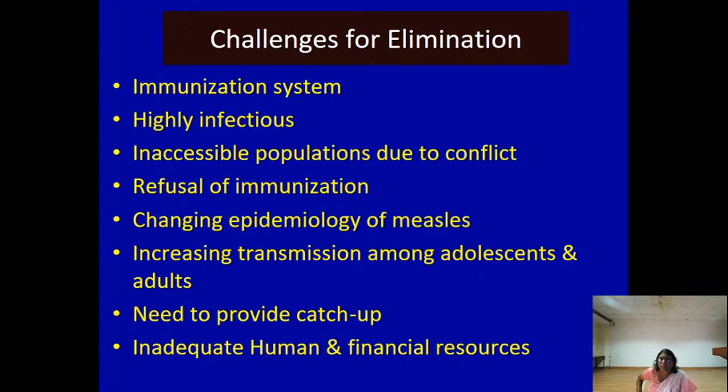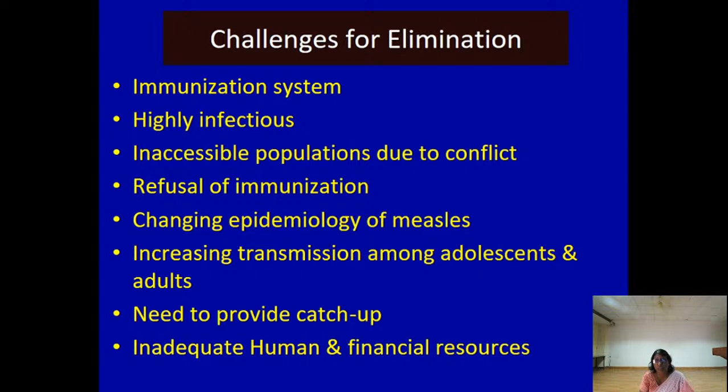What are the challenges of elimination? If we want to eliminate measles from India, India is a signatory in the Southeast Asia zone, and they have signed saying that they will eliminate measles by 2025. So, now we are in 2021. So, we should have a good immunization system.